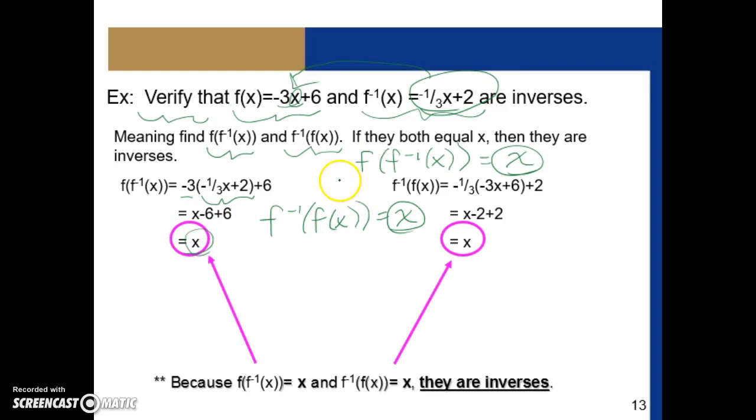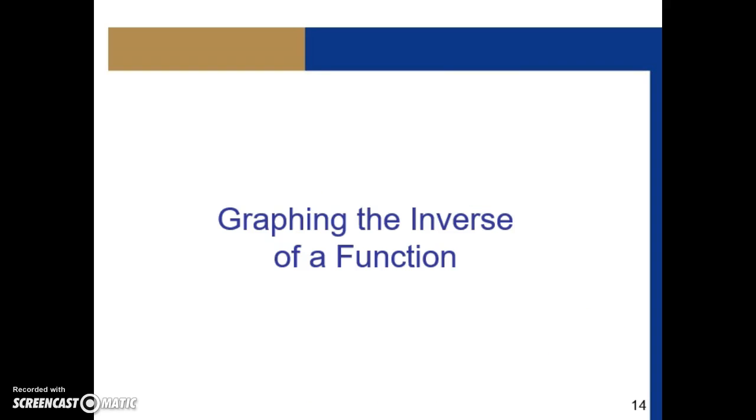So that's good. But I have to check both. It has to be true in both directions. So now I pick up f and put it into the f inverse function machine. So it's -1/3 times f plus 2. When I clean that up algebraically, I do get x. So these two functions are inverses of one another because they both map me back to the original domain variable.